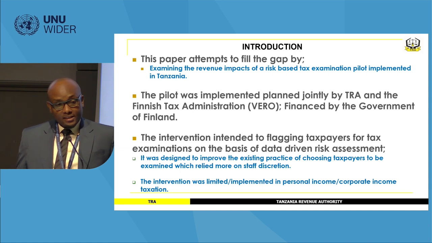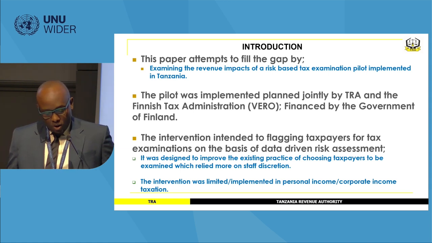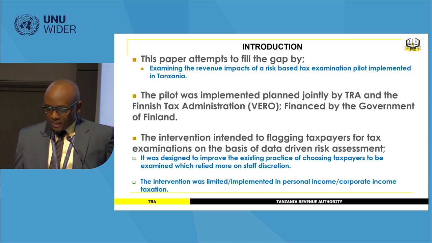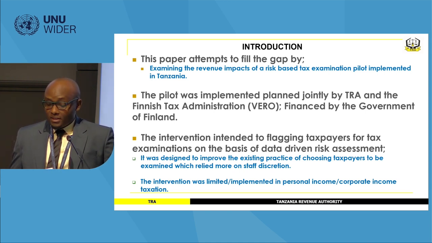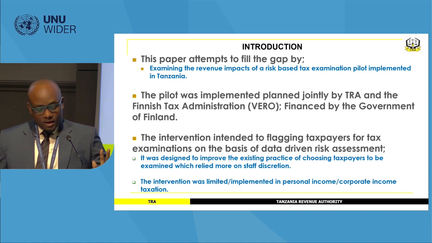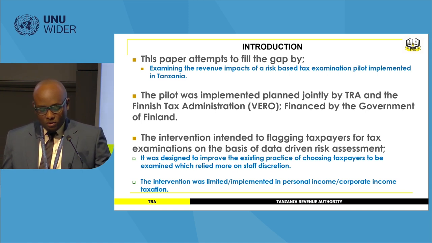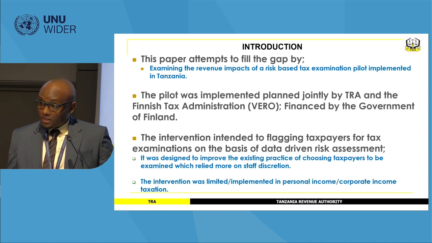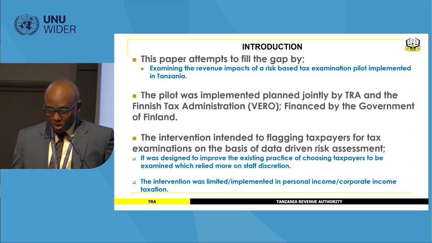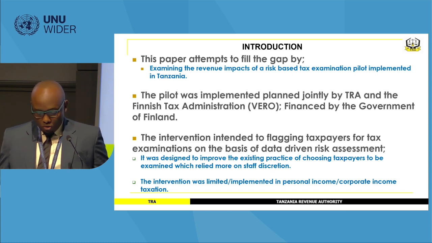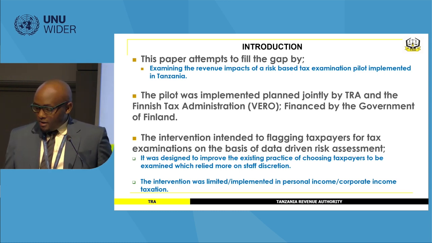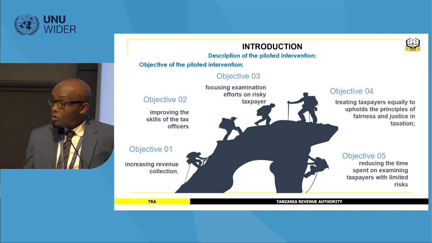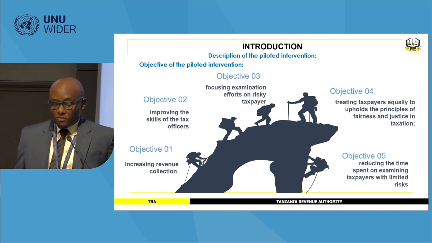It was designed in two ways: one, to improve the existing practices of choosing taxpayers to be examined, which was aligned with the staff discretion. And this intervention was limited to personal income tax and corporate income taxation. The following five objectives were intended during the planning of this intervention.